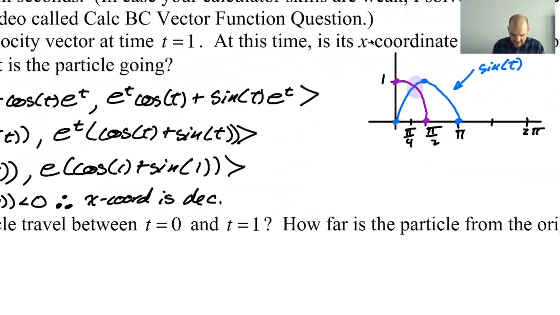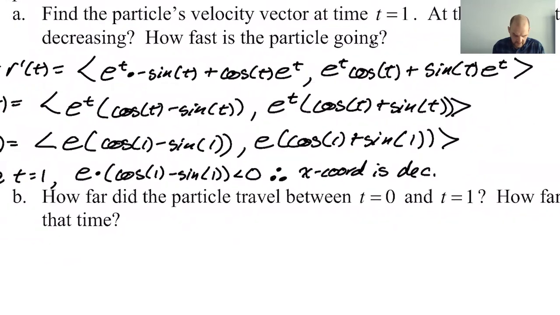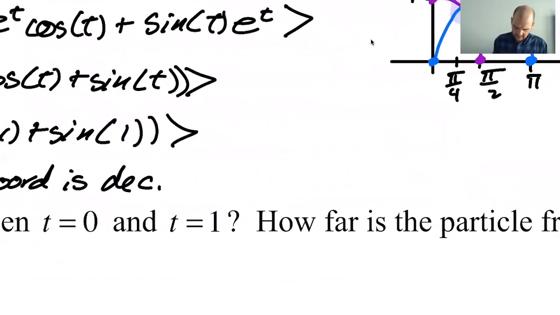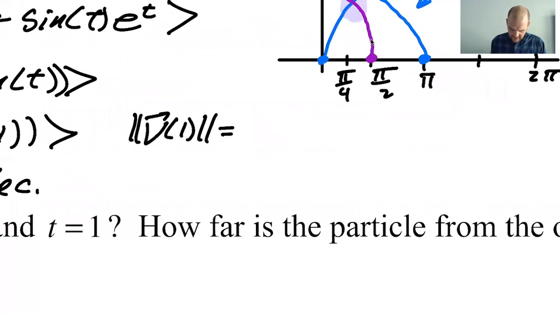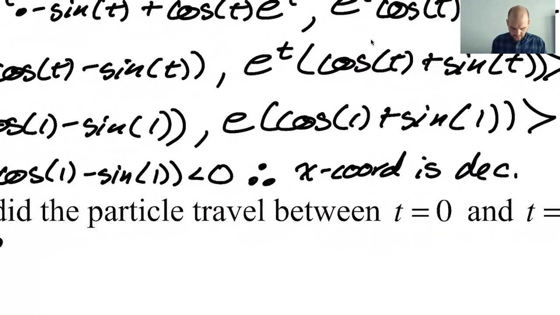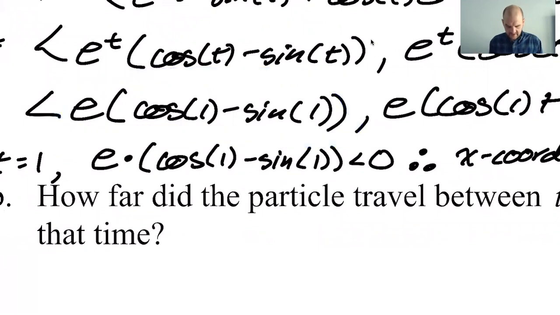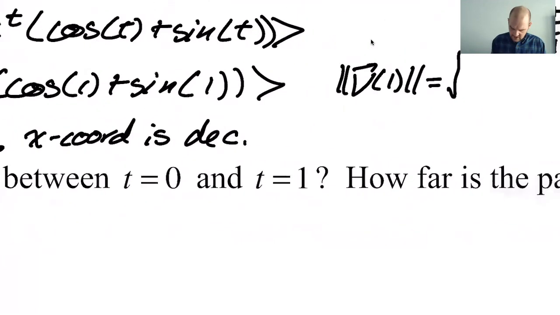How fast is it going? I need the magnitude of this thing. So, all right, square root. I need the magnitude of v of 1, so I'm going to end up with just an enormous radical. So I'll put the thing across at the end. I need to square this. So that's definitely going to give me an e squared, and then it's going to be cosine squared minus 2 sine cosine plus sine squared. Cosine squared minus, so e squared.